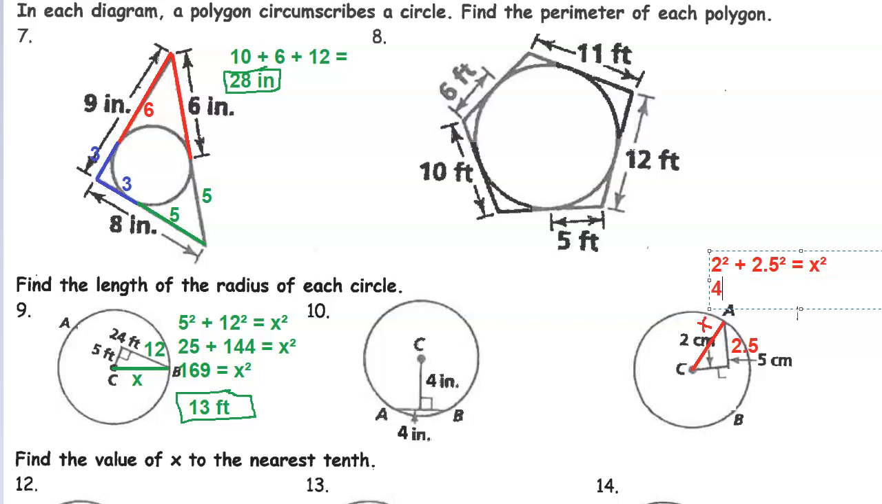And like I said, they don't always come out very nice. So sometimes you're going to have to do a square root and just deal with it. And if we do that, we're going to take the square root of 10.25. You'll have to get out a calculator and deal with that, just like I'm doing over here. And you're going to find out that the radius of this thing is going to be 3.20 centimeters.